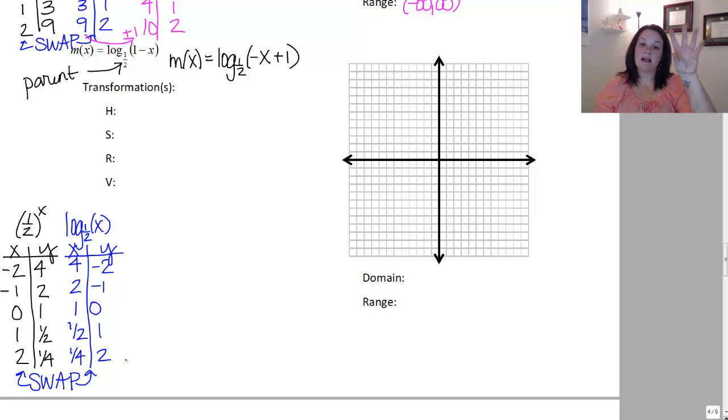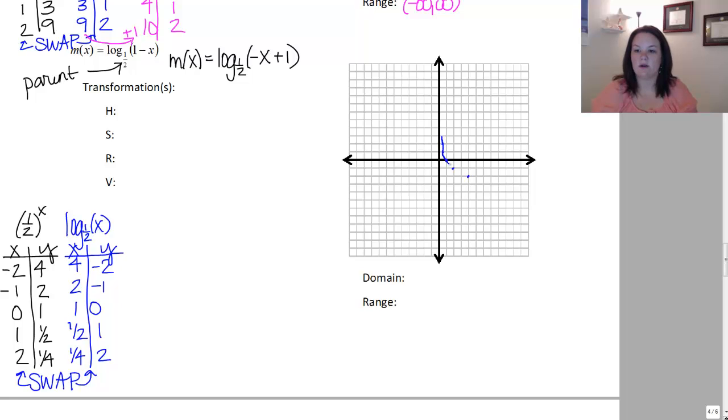So now that I have my log parent function, I'm going to go ahead and graph it so I can see what the general shape is. So it says when x is 4, 1, 2, 3, 4, I'm down at -2. When x is 2, I'm down at -1. When x is 1, I'm at 0. When x is 1/2, I'm up at 1. And when x is 1/4, I'm up at 2.